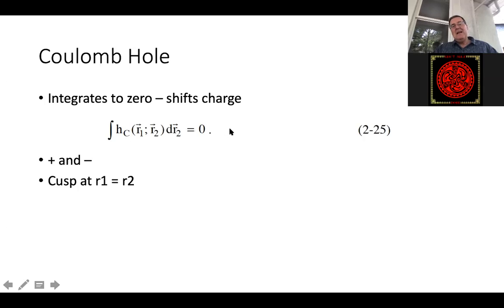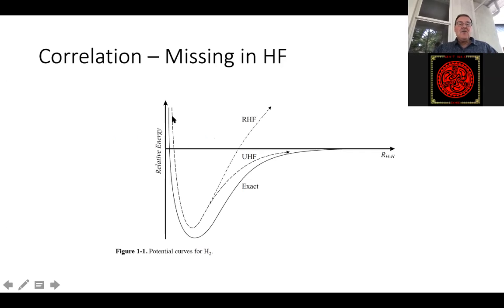What that means is it shifts charge. That is, it can be positive, it can be negative. It doesn't remove an electron, it shifts them. And there's a cusp when the two electrons go near one another, and that has to do with the form of the potential and also the form of the kinetic energy. Okay, so here's correlation. Here's a way to think about it.